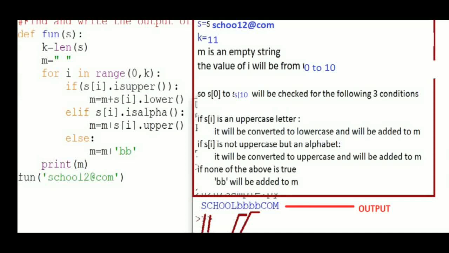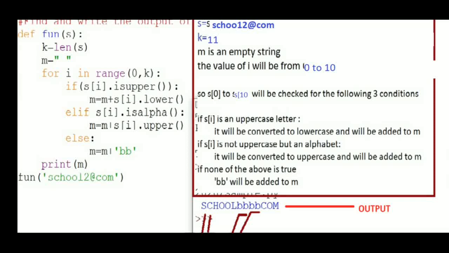Next line, we are writing for i in range 0 to k. As k is 11, the value of i will start from 0 and will go up to 1 less than k. So as k is 11, the value of i will be from 0 to 10. Inside the body, we'll check each value of s[i], that means s[0] to s[10], for the following 3 conditions.